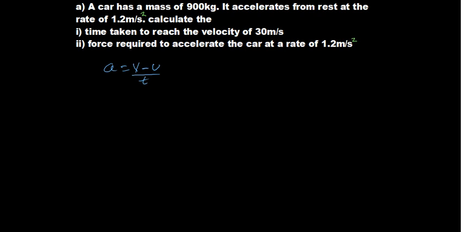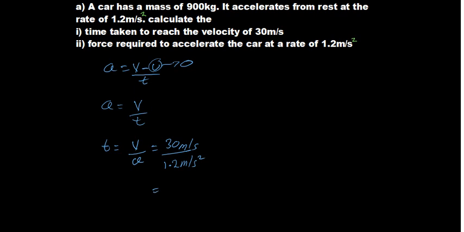time. Okay, so we are accelerating from rest, meaning the initial velocity is equal to what? Is equal to zero. So we are just talking about acceleration being equal to v over t, and we are looking for the time taken to reach a velocity of 30 meters per second. Okay, so the time taken will be equal to the velocity divided by the acceleration itself. So the velocity that we have been given is 30 meters per second divided by the acceleration, which is 1.2 meters per second squared.